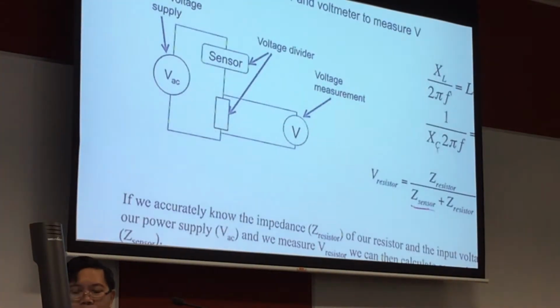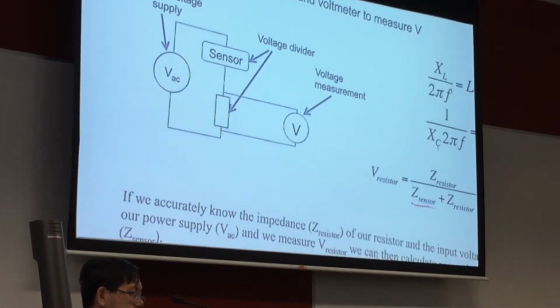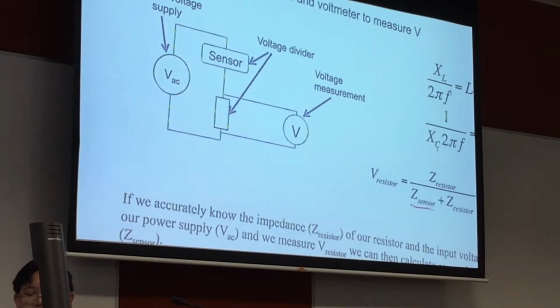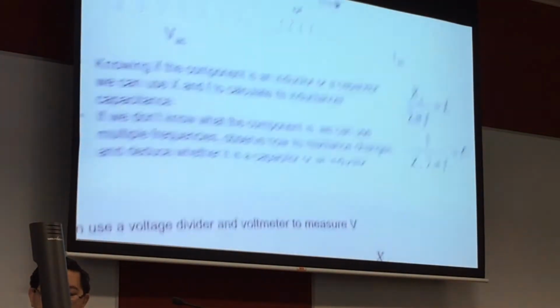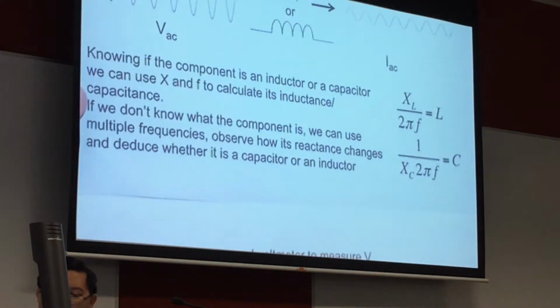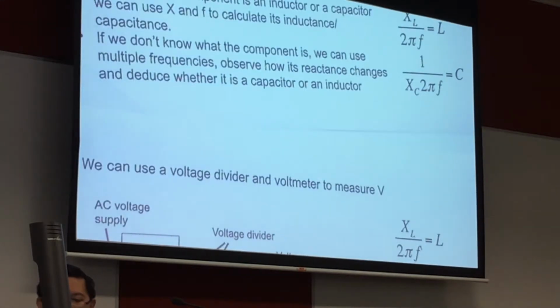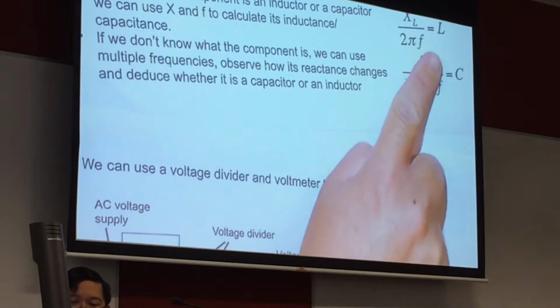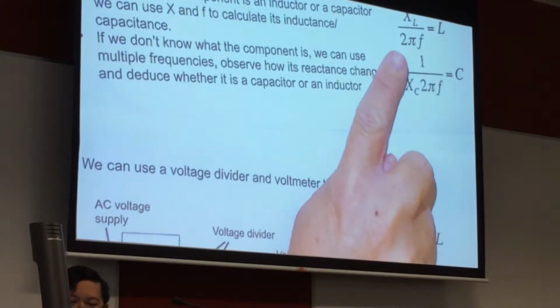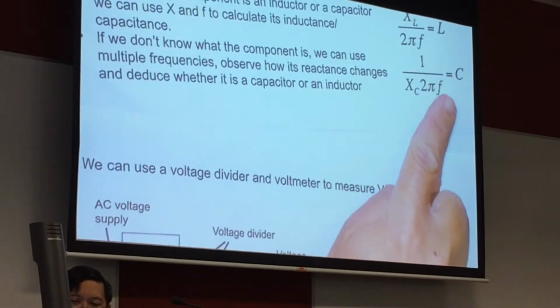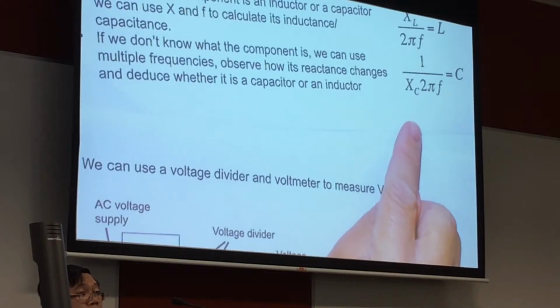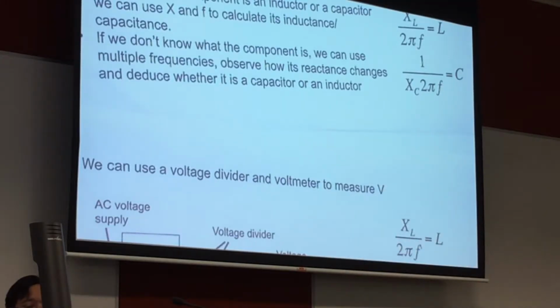I think that was last year's question. But basically, how do you measure LC? The only thing that you need to know is essentially this. Okay? The L formula is given like this. C is given like this, right? Now that's being the case.